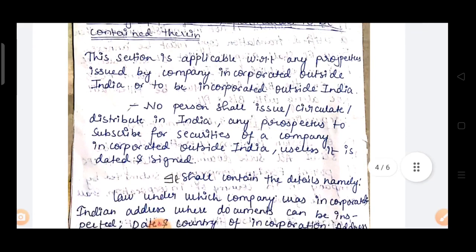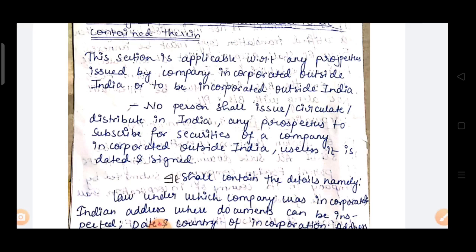No person shall issue, circulate or distribute in India any prospectus to subscribe for securities of a company incorporated outside India unless it is dated and signed. Why are prospectuses issued? A prospectus is issued so that the company can issue securities and raise money from the investors. So that's why it says no person shall issue, circulate or distribute in India any prospectus to subscribe for the securities of a company.